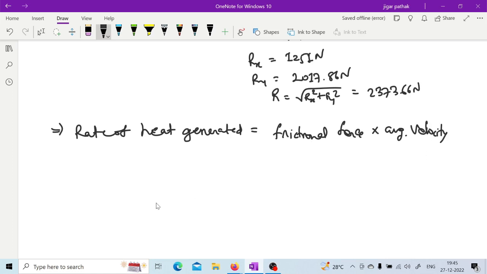So first you need to calculate the average velocity. How will you calculate that average velocity? Pi N D by 60.